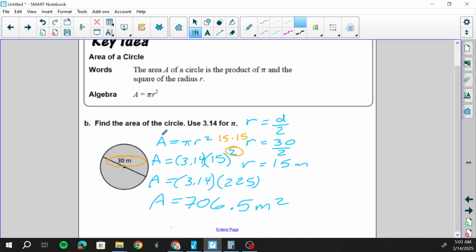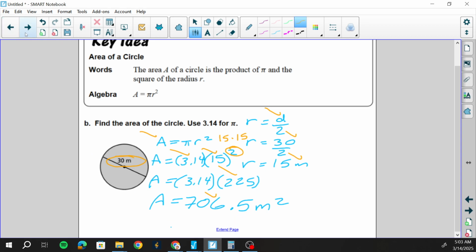Walking through this one more time. I was given a diameter, so I wrote down my formula for radius equals diameter divided by 2. I substituted in that diameter and got the radius. Then, after that, I wrote down my formula for area. I substituted pi with 3.14. I substituted the radius with 15. I had this square. The square means that 15 times 15, because we multiply the number by itself. Then 15 times 15 is 225. And we multiplied 225 by 3.14, giving us 706.5.